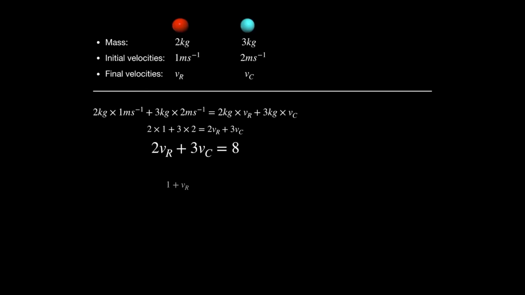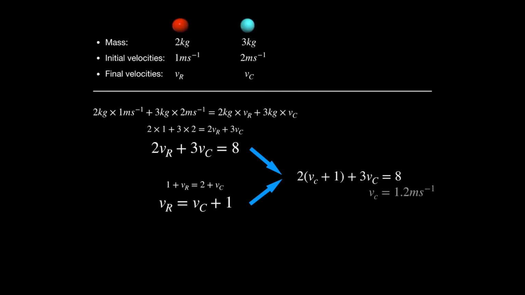Then, we use the shortcut. The sum of the initial and final velocities of the red ball equals that of the cyan ball. So now, we have got another equation. Substitute VR equals VC plus 1 into the previous equation. We find that VC equals 1.2 meters per second. How about VR? VR equals 2.2 meters per second.